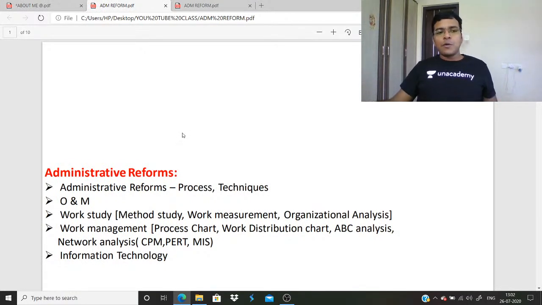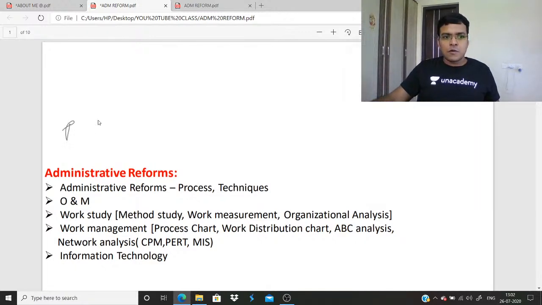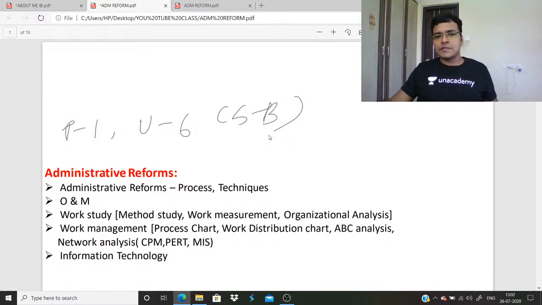Okay, so today we will discuss administrative reform. Actually, it should be administrative improvement. Paper 1, Unit 6, it is in Section B. So we will discuss what is there inside the paper, what the important questions are and how we will deal with them. So this is administrative reform, process and technique, O&M. O&M is organization and method, and organization and management.